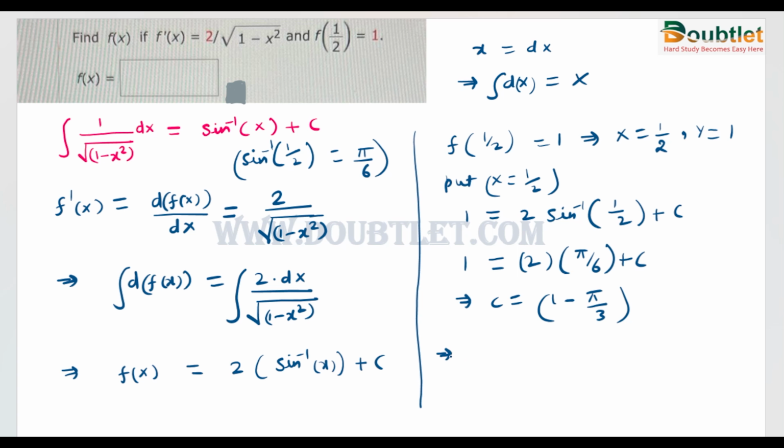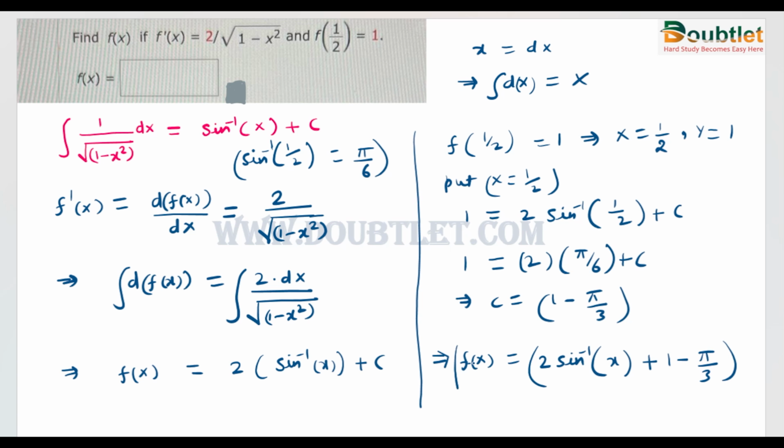So f(x) can be written as 2 times sine inverse x, not pi by 3, plus c value, which is 1 minus pi by 3. So this is the value.